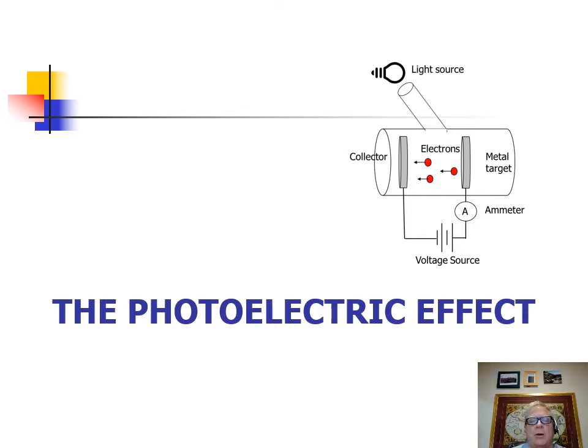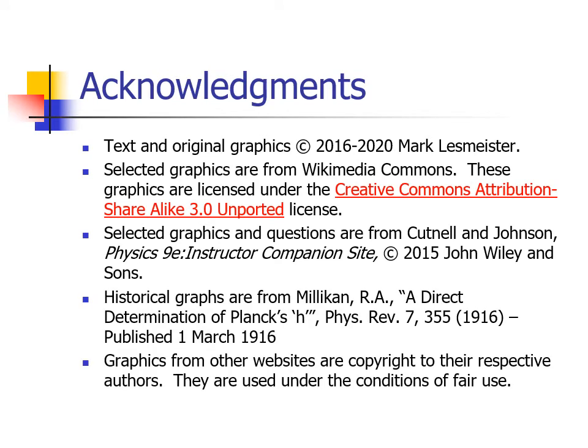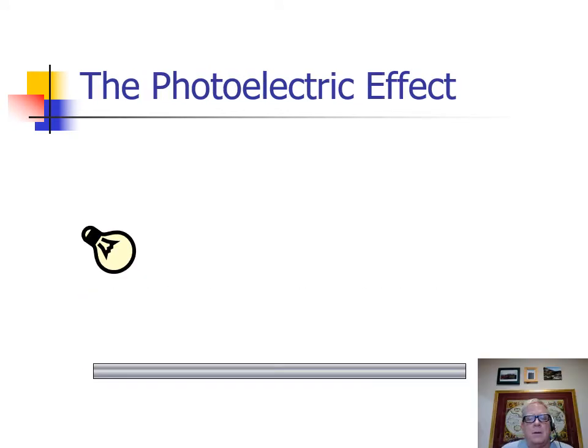In this section, we're going to learn about the photoelectric effect. Albert Einstein won his Nobel Prize for explaining the nature of this effect. The photoelectric effect was a well-known phenomenon by 1905 when Einstein explained it.